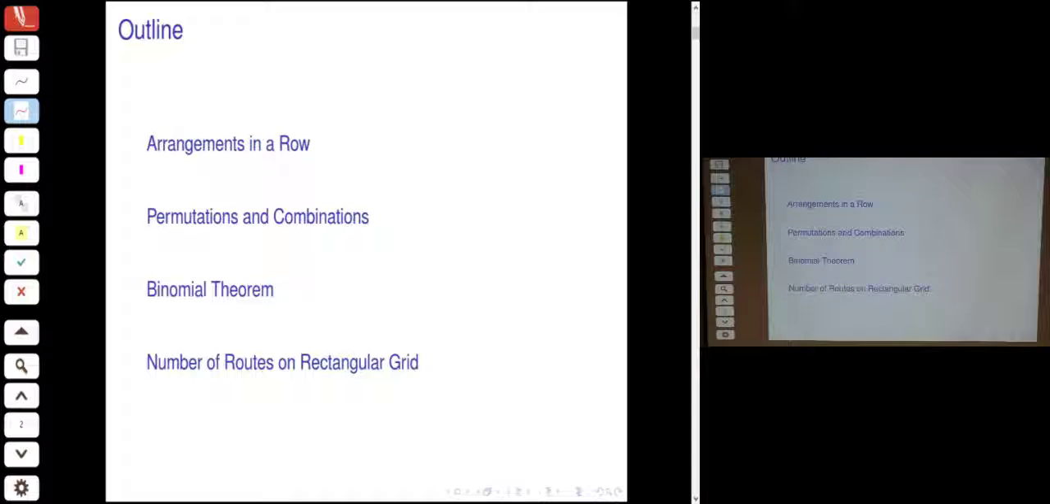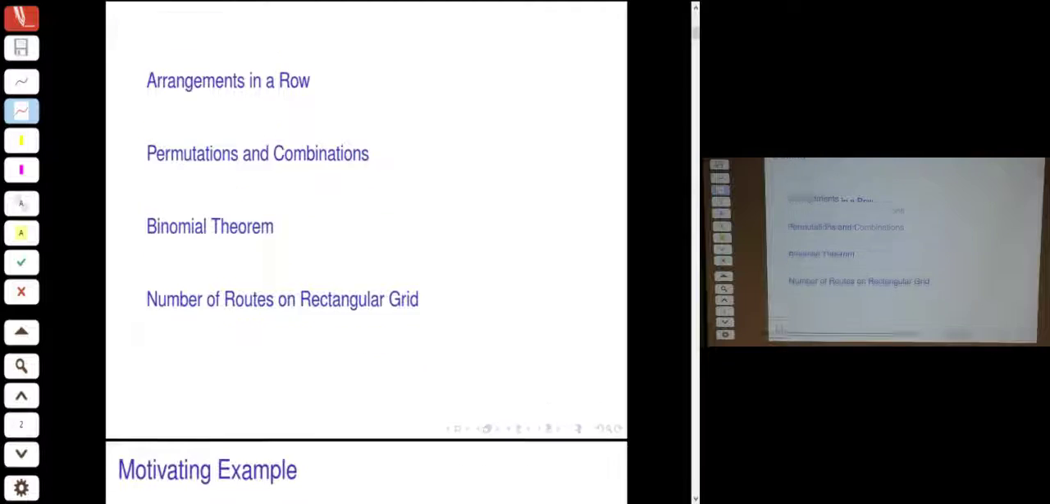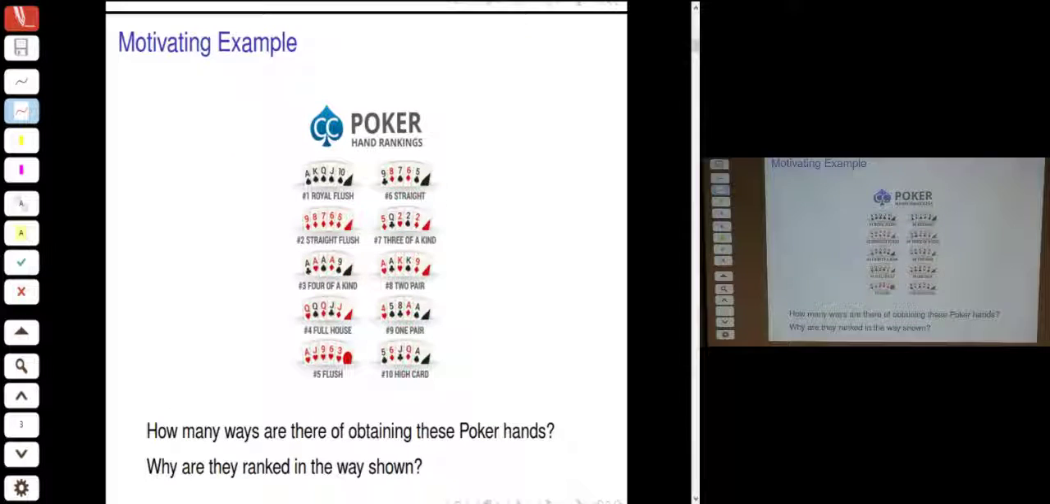So we are going to discuss the methods for counting arrangements in a row, permutations and combinations. Then we will go to what is known as the binomial theorem, and then we will do some counting of the number of routes on a rectangular grid. This will give you an overview of the various counting methods that are available in basic mathematics. Okay, and more importantly, it will expose you to important styles of mathematical reasoning that can be employed in these math problems which come from day-to-day situations. Okay, so without further ado, let us go to our motivating example.